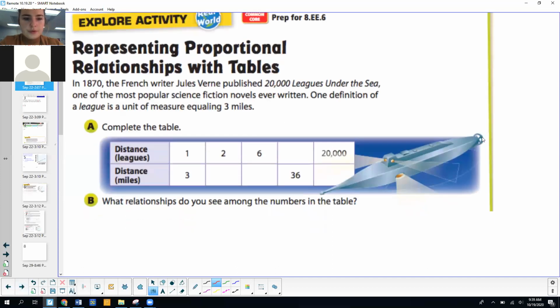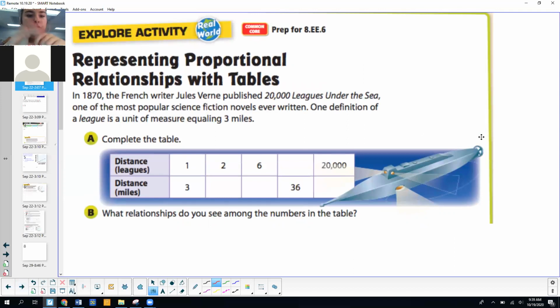All right, so we're going to start proportional relationships today. So this says in 1870, the French writer Jules Verne published 20,000 Leagues Under the Sea. Good book, by the way. It's also a movie, I think. One of the most popular science fiction novels ever written. One definition of a league is a unit of measure equaling 3 miles.